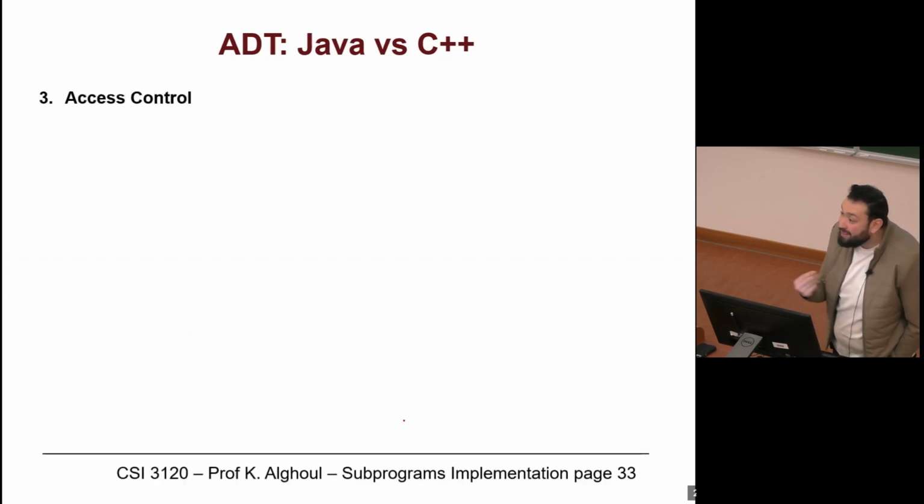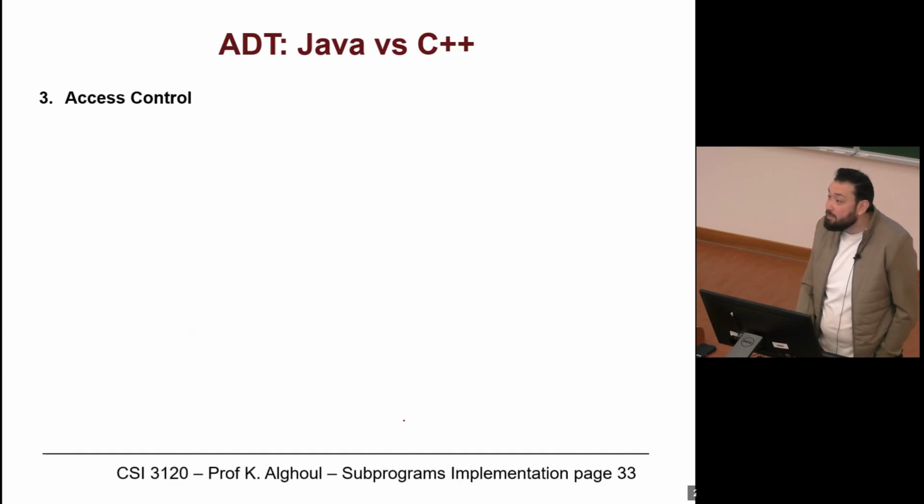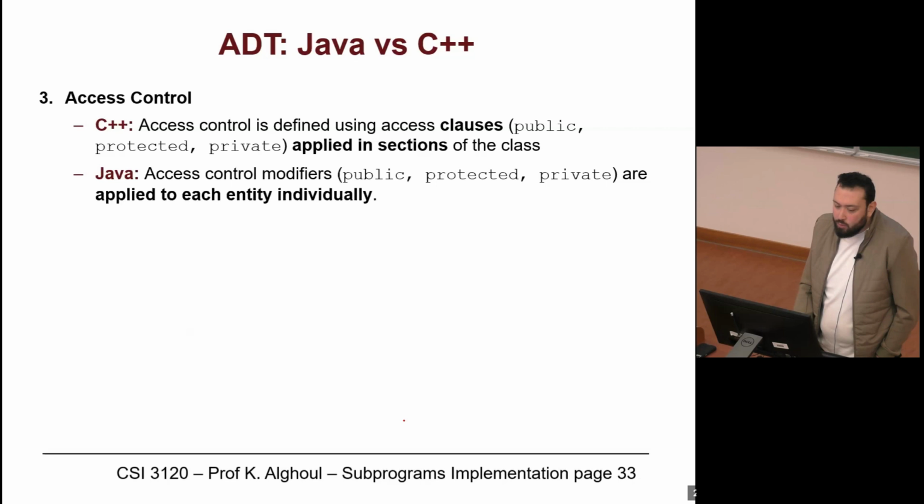Now, access control, another difference is what? When it comes to C++, you have to put them in sections. For example, you say public and all the public under it. Private, all the private. In Java, no. In Java, you have public, void, private. So it has to be individual, okay? So that's one of the other differences.